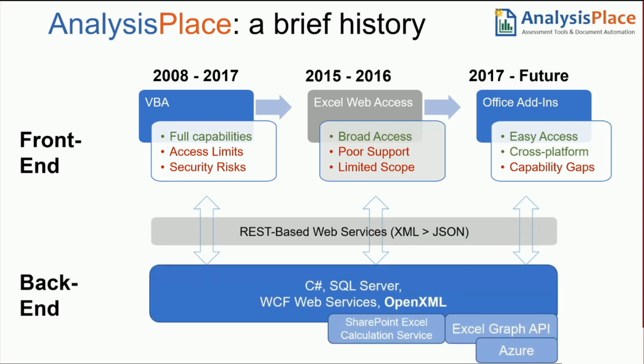And then on the back end, we've always used the Microsoft Stack, and we communicate between the front end and back end using standard REST-based web services. So the Microsoft Stack includes OpenXML, which is a critical part of our solution. We used to use SharePoint Excel Calculation Service, but we now use, this is what Joe presented earlier, the Excel Graph API. We also now use Azure.